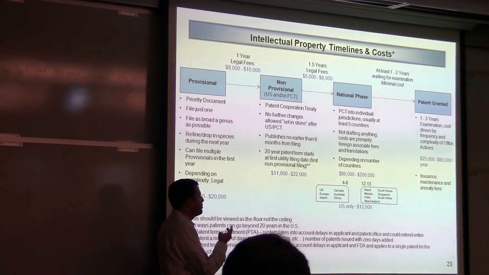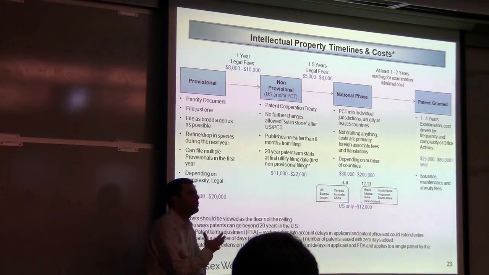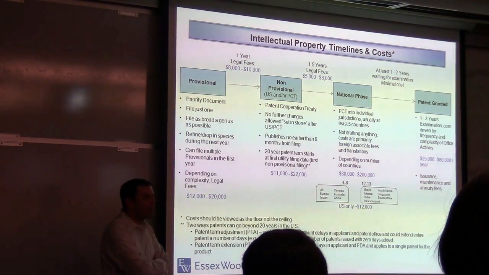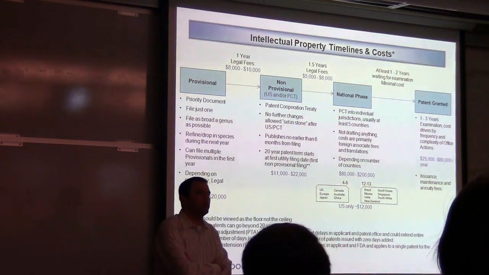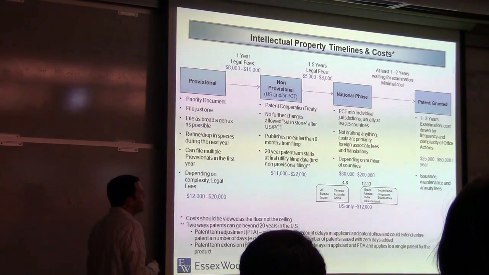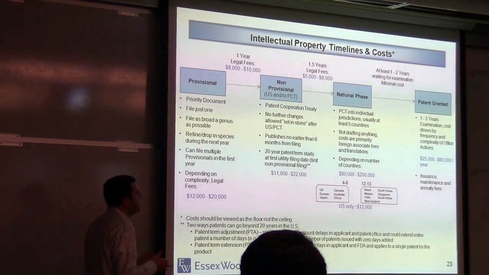You're going to file US, Europe, Japan, Canada, Australia, and China, usually. And that can cost you around $80,000 to $100,000 to do that. So this is a very expensive time in your patent prosecution when you go into the national phase.